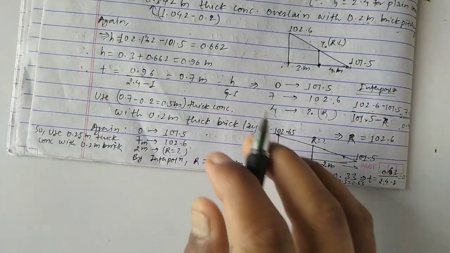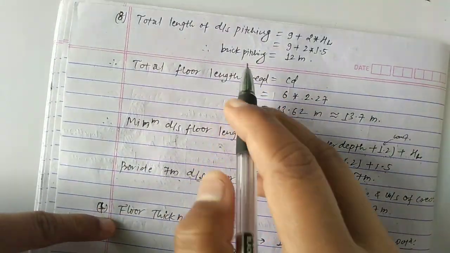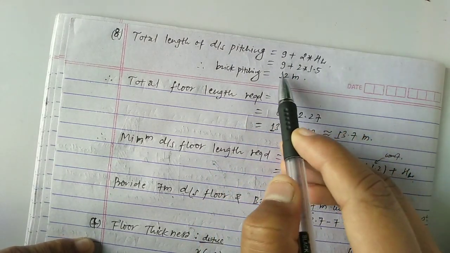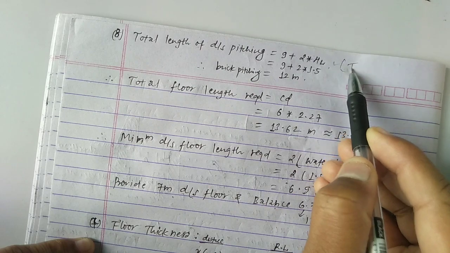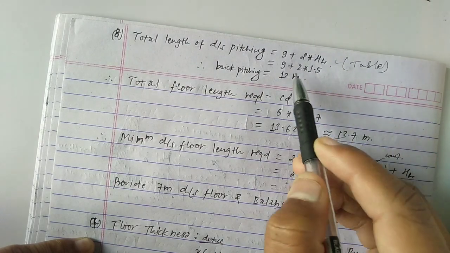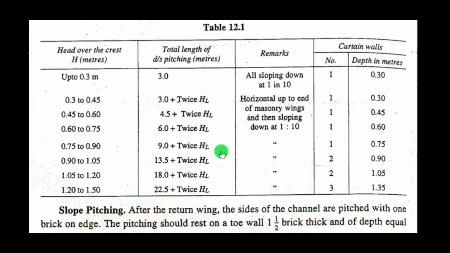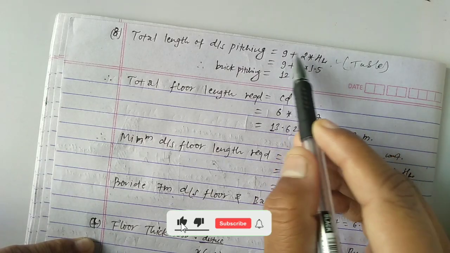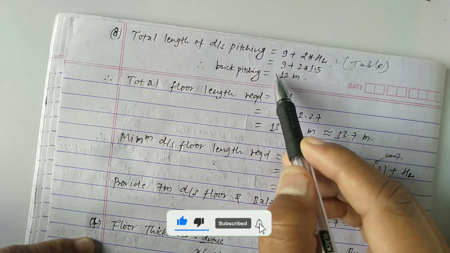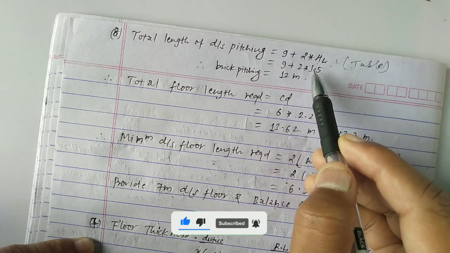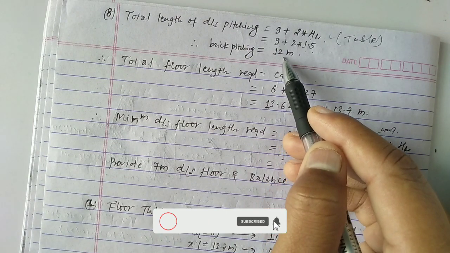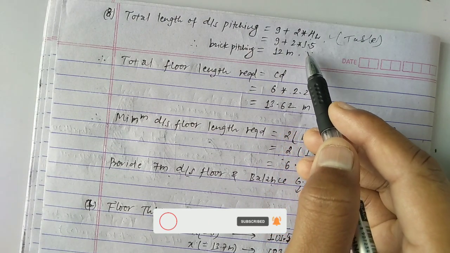Okay, and at last we have to calculate the total length of downstream pitching, equal to 9 plus 2 times HL. Okay, this is from the table. We have a table provided, and you can simply use this formula. This is the general formula: 9 plus 2 times HL. HL becomes 12 meter.